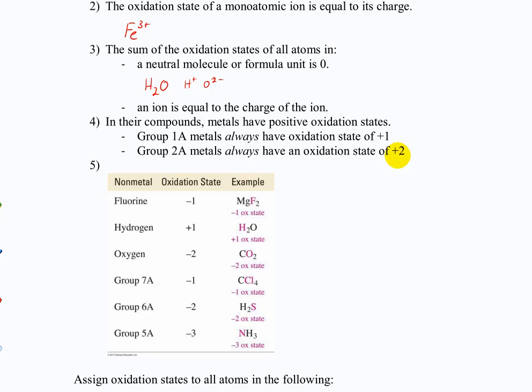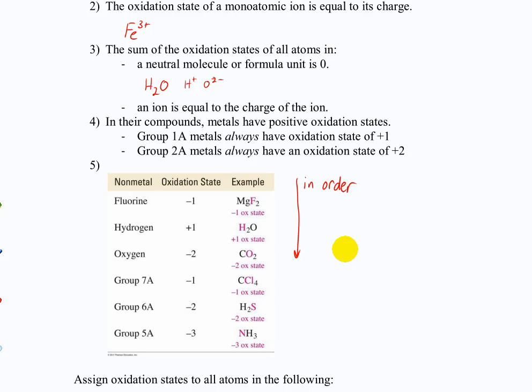How do we assign them? Well, we assign them in order, moving down this list. So you check for each of these elements in order. Does it have fluorine? If so, that fluorine must be minus 1. Then you check hydrogen. Does it have hydrogen? If yes, then it must be plus 1. Then you check oxygen. Then you check the halogens, then the next row of 6A, then the next row of 5A, in that order. I like to think about it kind of in a row: fluorine, hydrogen, oxygen, and then 7, 6, 5. And that gives you the best chance of assigning the correct oxidation state.